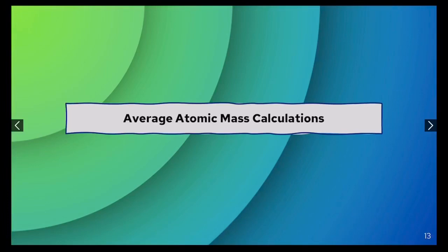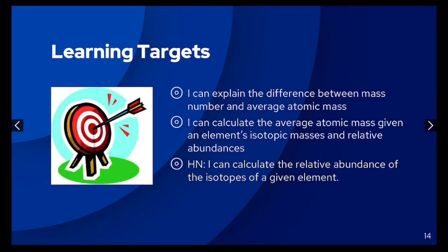Today's topic is average atomic mass calculations. Our learning targets include being able to explain the difference between mass number and average atomic mass, being able to calculate the average atomic mass given an element's isotopic masses and relative abundances. And for honors chemistry classes, we will be able to calculate the relative abundance of the isotopes of a given element.